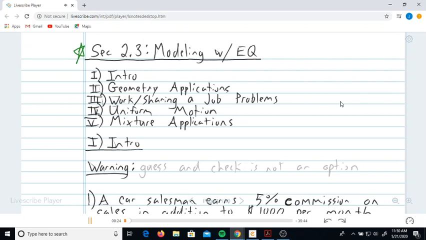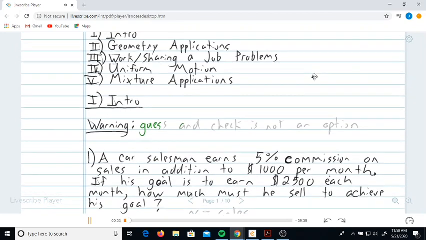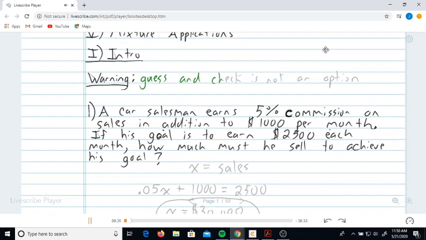So here we're going to be looking at a wide variety of applications, or what many students fondly call word problems. And just a quick warning here, guess and check is not an option. So if you are using guess and check, you will not receive credit on exam.